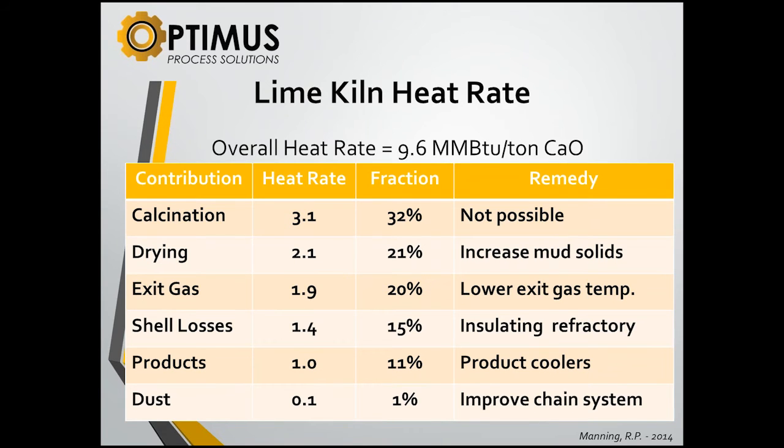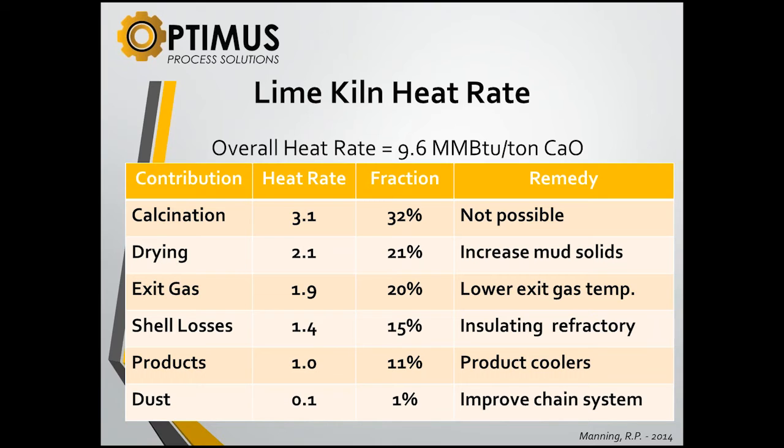Looking at our sample kiln with our basic heat and mass balance, there are contributions or needs for the heat rate, and the fractions that are coming in, and things that can help increase that efficiency. Calcination makes up 32% of what is needed. There is nothing that we can do here. We are trying to convert the calcium carbonate over to calcium oxide, so being more efficient there is not possible.